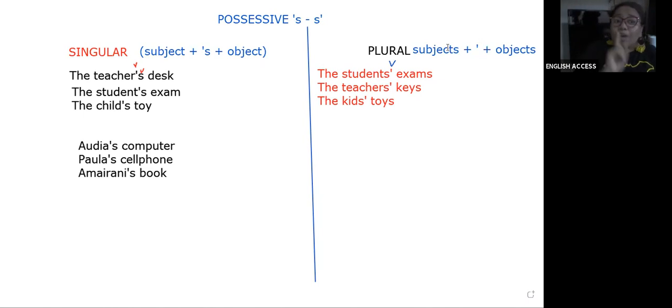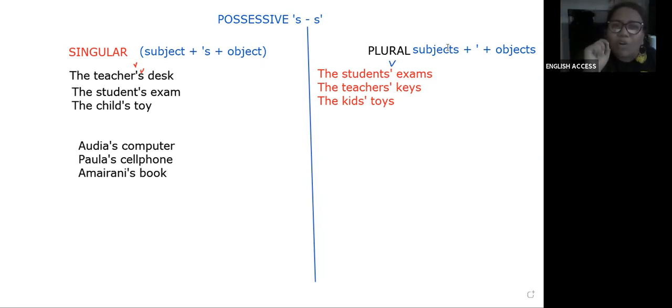Now, girls, I want you to remember something. Do you remember that in the last class, we were talking about regular plurals and irregular plurals? ¿Recuerdan eso? Regular plurals, like, for example, student, students, teacher, teachers, kid, kids, family, families, see? Watch, watches. Those are the regular plurals. We only add the S. Para los plurales regulares, solamente agregamos la S, ¿verdad? And that's it.